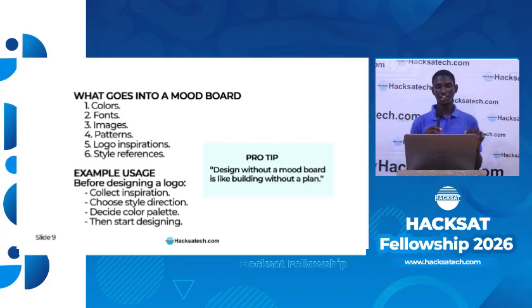So what goes into your mood board? What do you put into your mood board? Number 1, colors. Number 2, fonts. Number 3, images. 4, patterns. 5, logo inspirations. And 6, style references. These are the 6 things that go into your mood board.